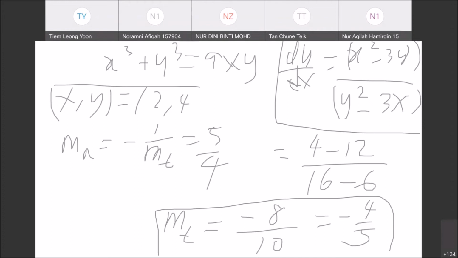Okay, so the slopes of the normal and tangent are always opposite. The signs are always opposite to each other. Let's see if this is true. So let us go back to the screen.